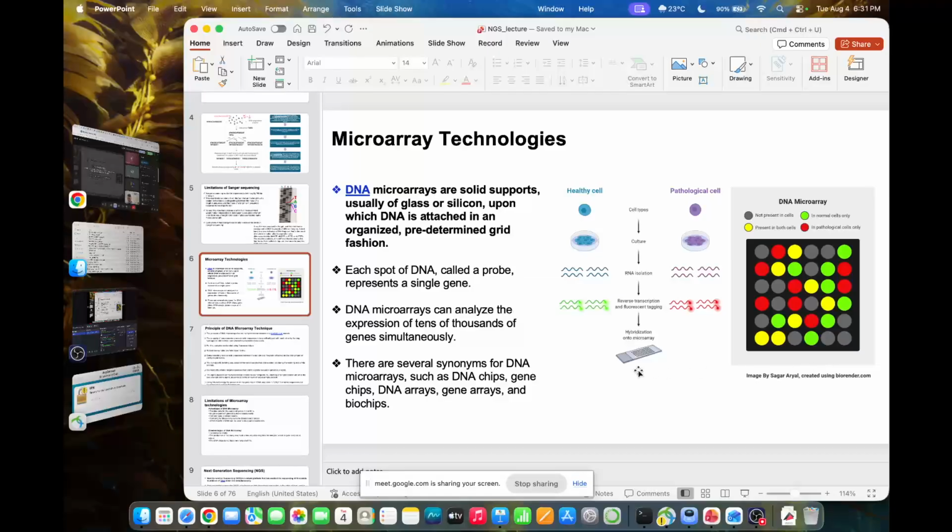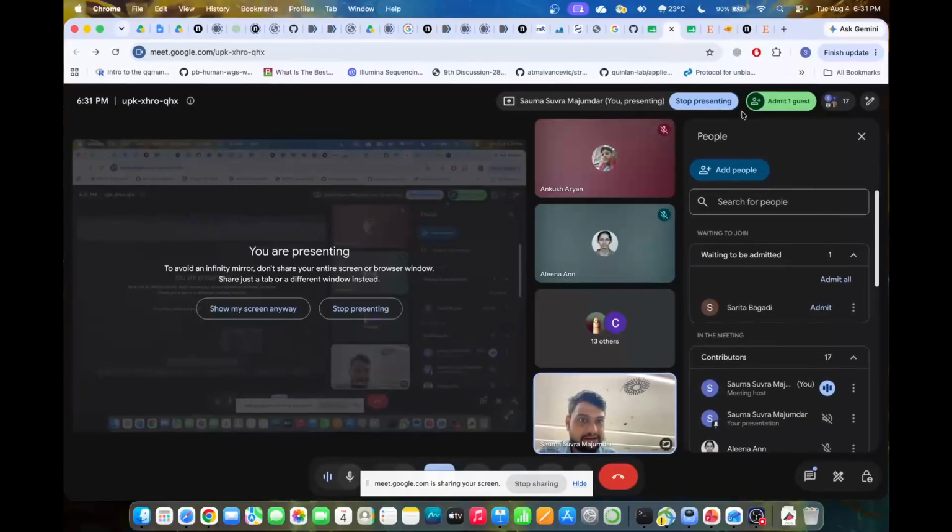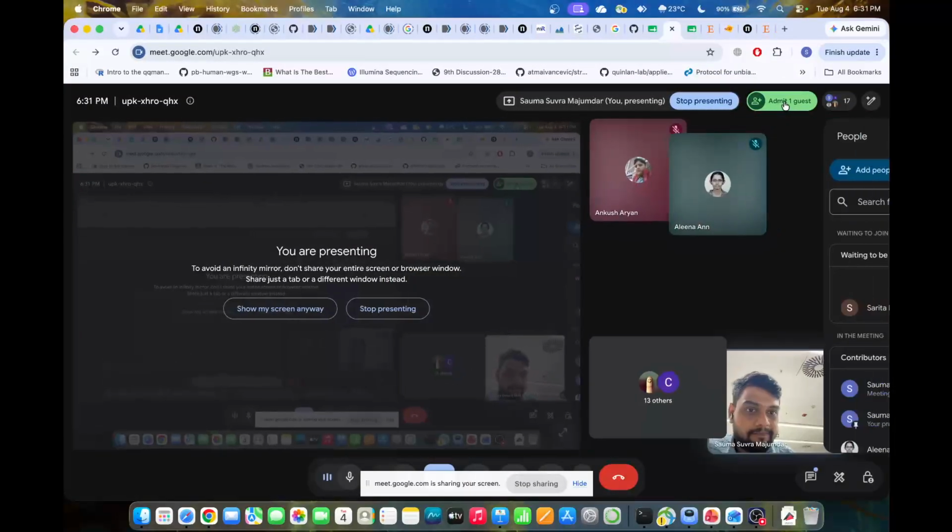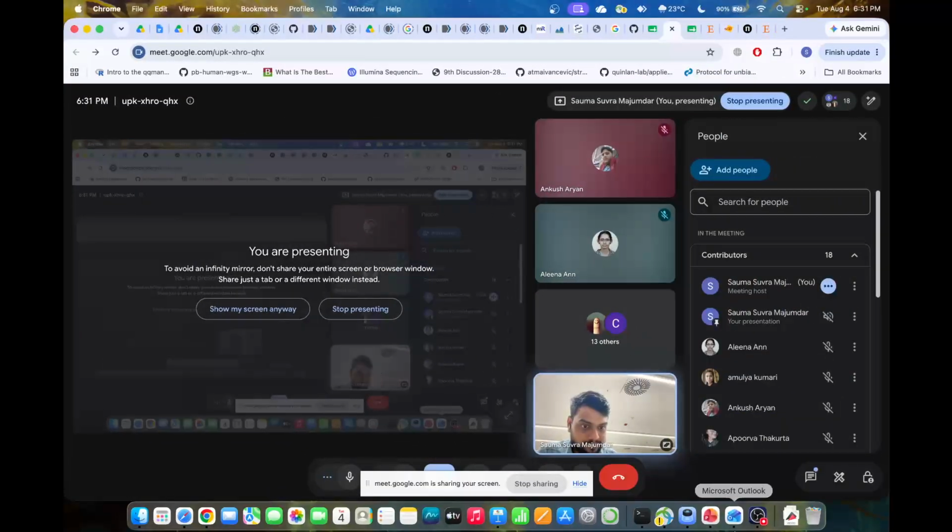So this is quite important. The difference with sequencing here is basically you do not generate the whole sequence. You only generate at which positions the sequences are different, or if the intensity, or basically the number of reads, of a single stretch of DNA or mRNA is getting overexpressed or underexpressed. Those things you can detect very well with microarray technologies, right?